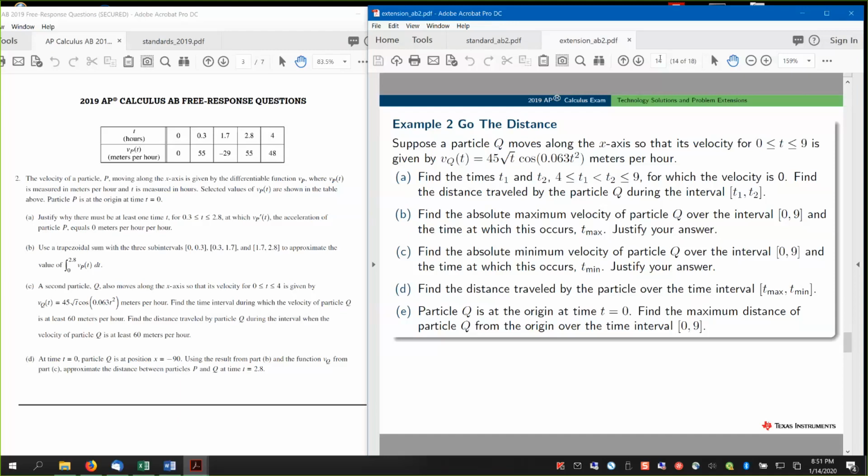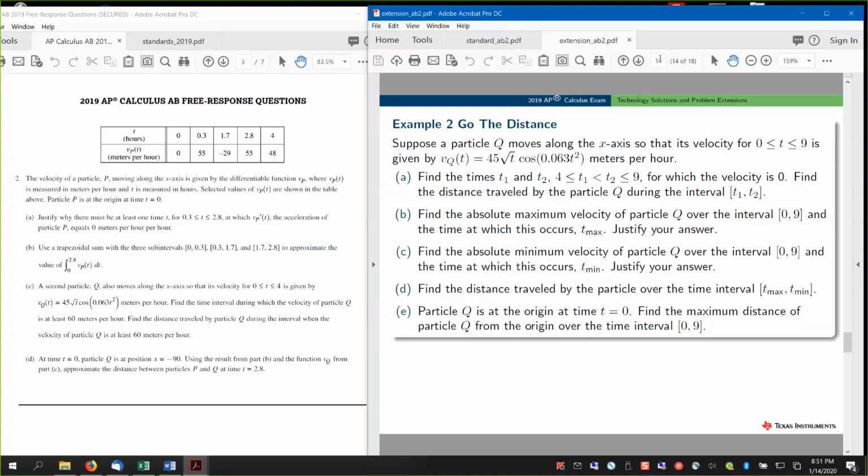And then when you find those two values, I want to find the distance traveled by the particle over that time interval, t max to t min. And then let's suppose that particle q starts out at the origin at time t equals 0. Let's see if we can find the maximum distance of the particle q from the origin over that time interval. That's kind of a cool problem.